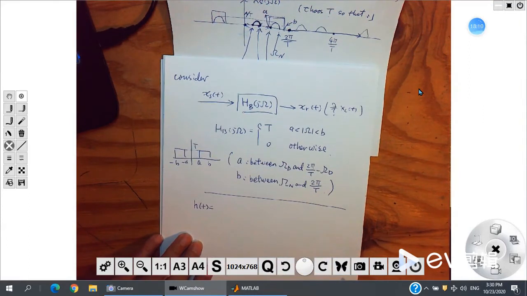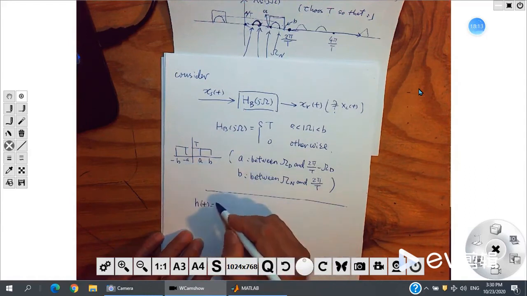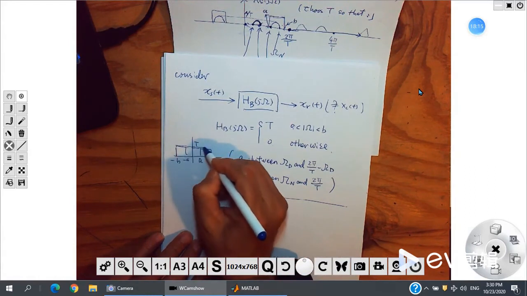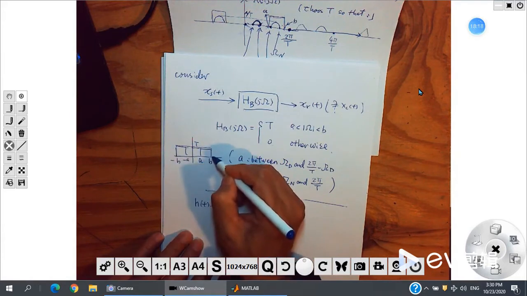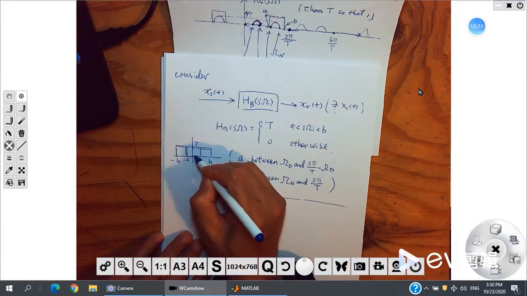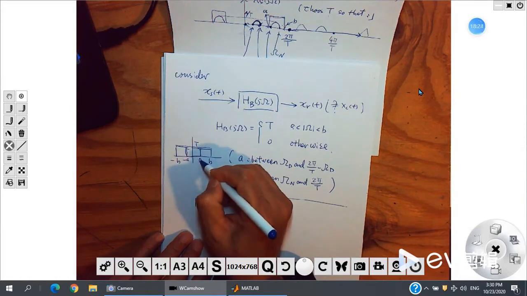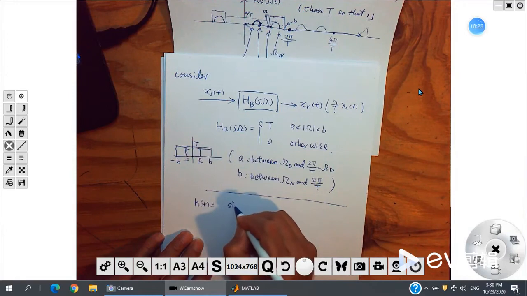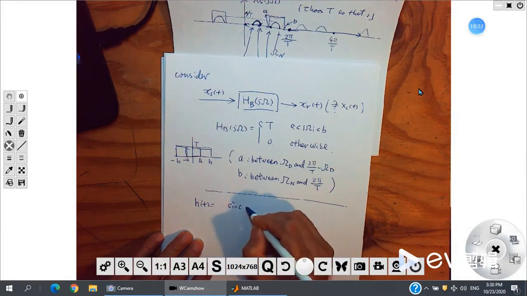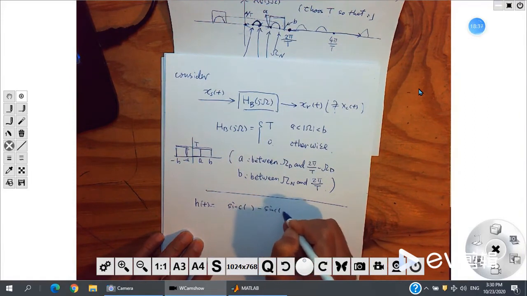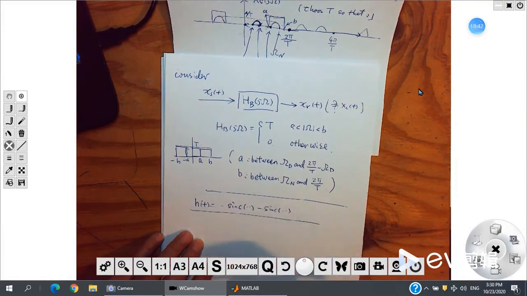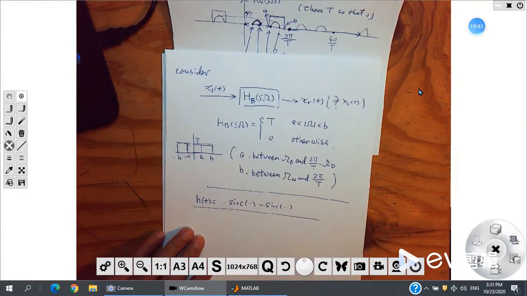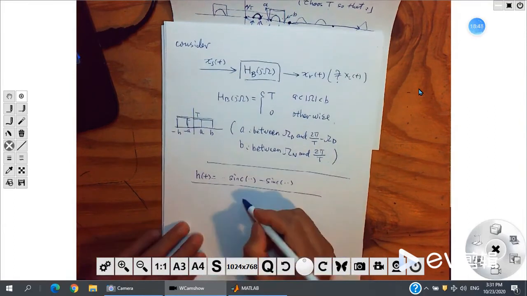This one can be written as 2 rectangles, right? I write this one symmetrically. From negative B to B is a rectangle. Then subtract the second rectangle, from negative A to A, right? So this one will be a sinc, something minus another sinc. One sinc minus another sinc, depending on the values of A and B. We have this.